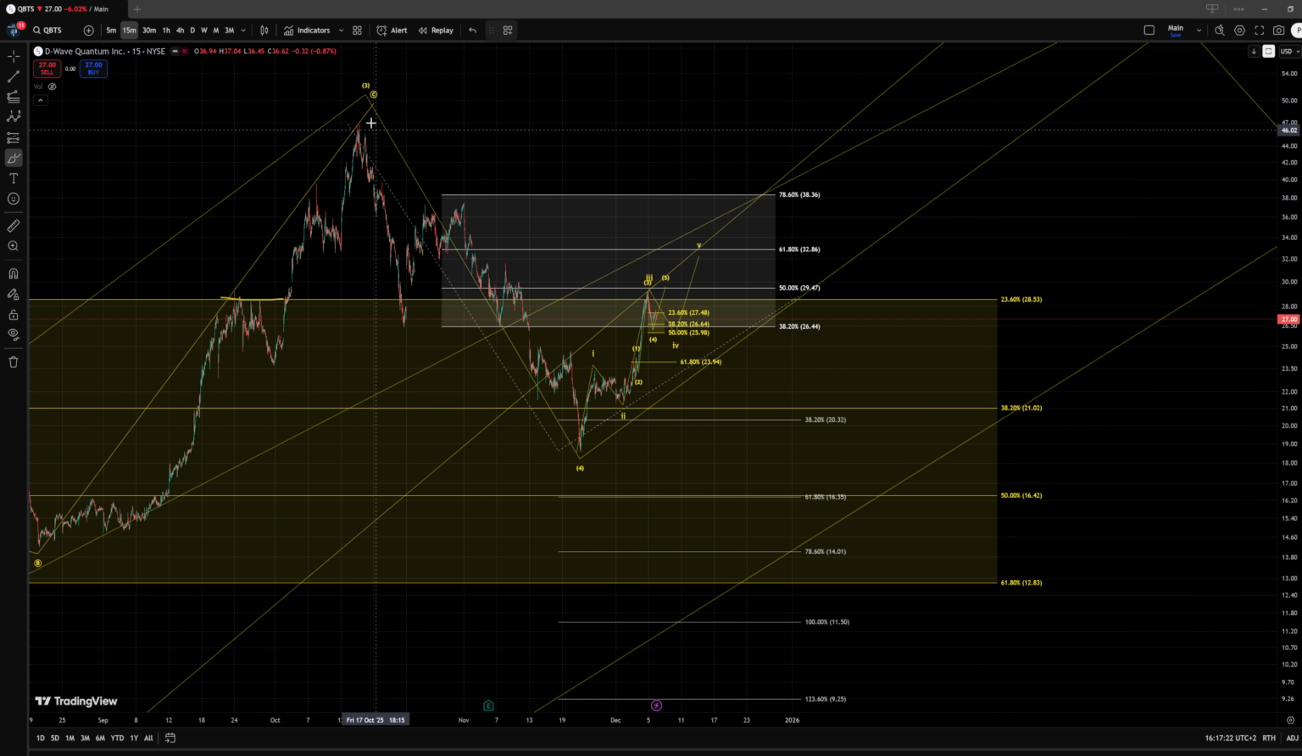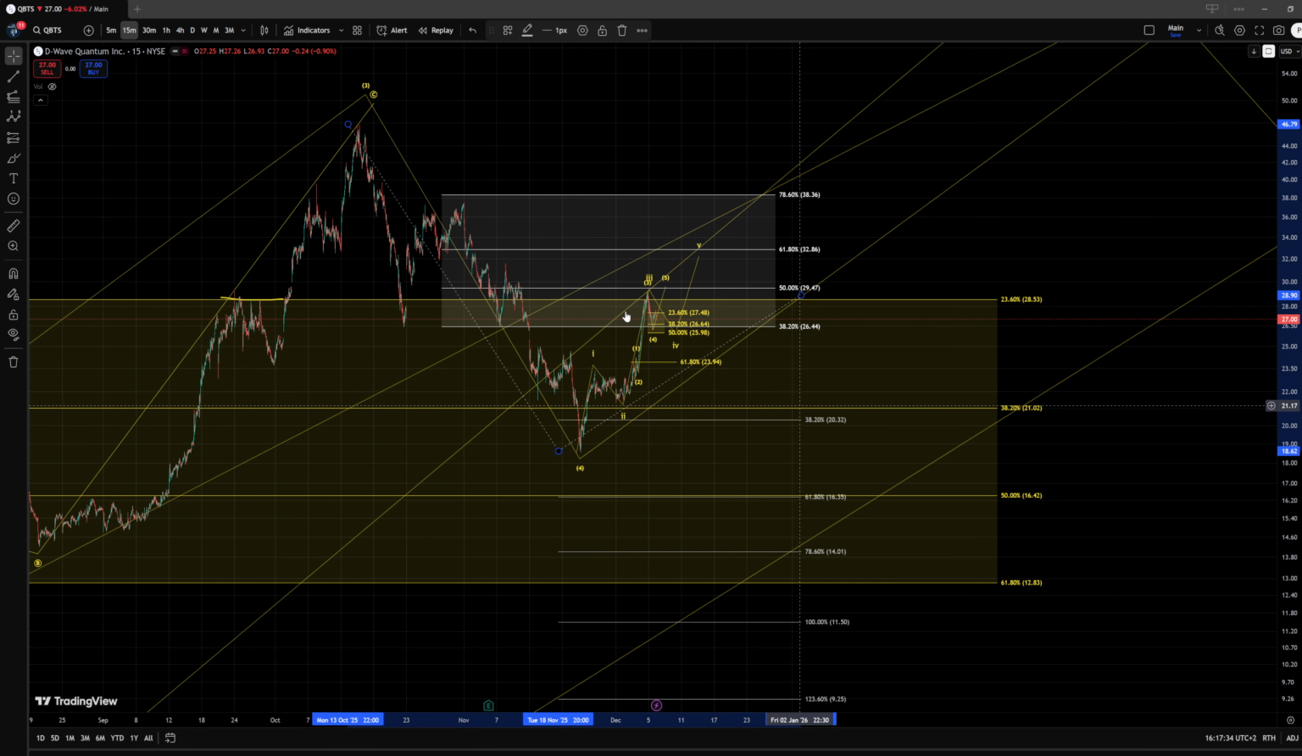But as always, within these corrections, we don't need to get to the ideal target and we don't need to stop there. So we still need to be a little bit more patient and follow the internal structure to get more information out of that. And for now, these are the levels. This is the trade setup.